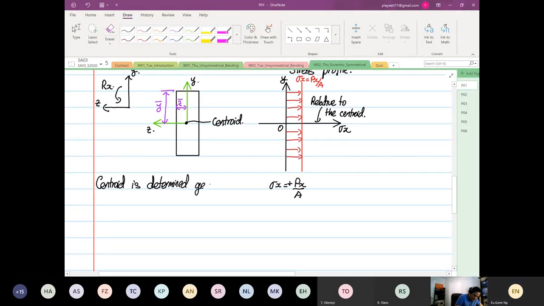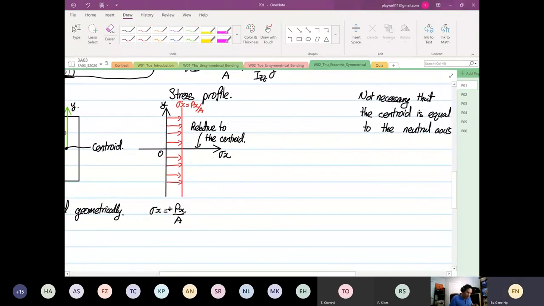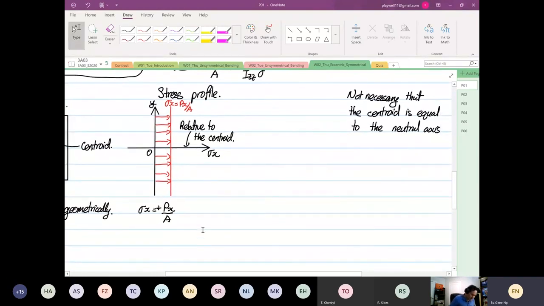Geometrically. Now, this is just one of our stress profiles. Then we have another profile coming in, and the next profile will be our bending moment. So again, this is my stress X, and then this is our Y distance.